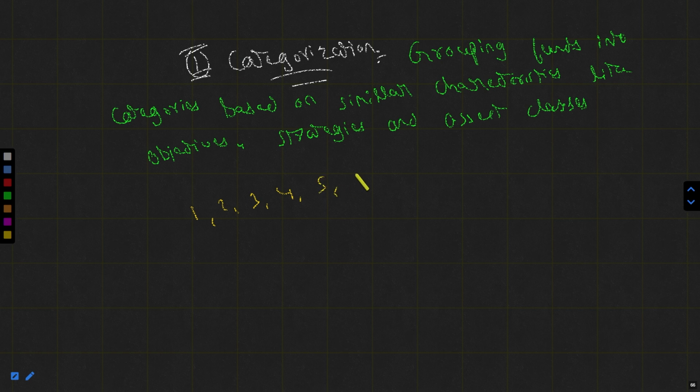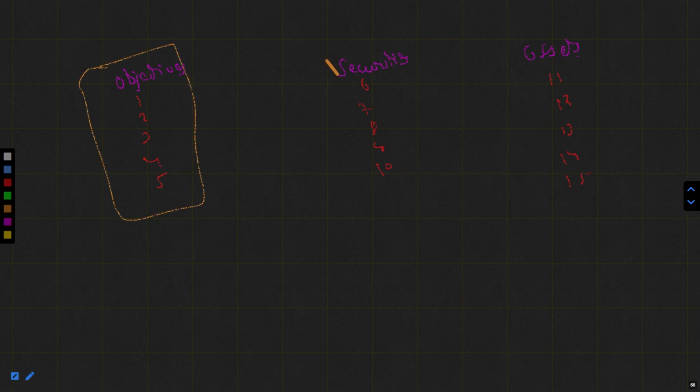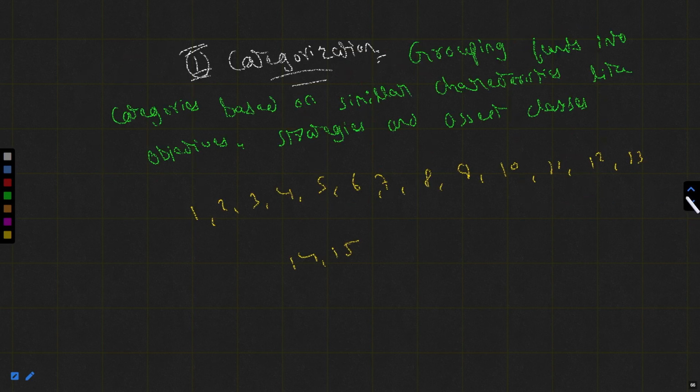1, 2, 3, 4, 5, 6, 7, 8, 9, 10, 11, 12, 13, 14, and 15. Suppose there are 15 different types of funds. So what will happen? These funds will be classified. Suppose they are classified into three classes: objectives, securities, and assets. So let's suppose 1, 2, 3, 4, 5 are part of the objectives. 11, 12, 13, 14 and 15 are of the same class of assets. 6, 7, 8, 9, 10 are the same kind of securities. So this is called the classification, sorry, categorization.